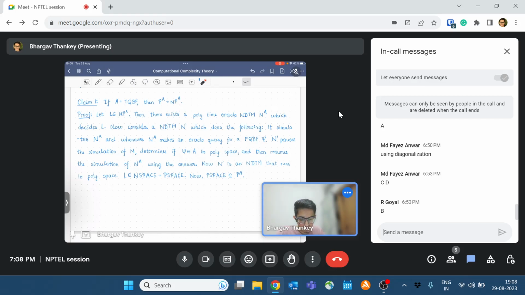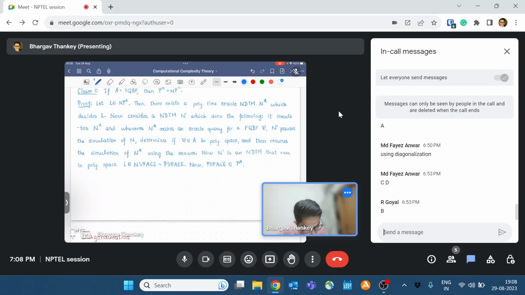Okay. And this implies that NP to the A is contained in P to the A. And P to the A is contained in NP to the A. So P to the A equals NP to the A. So is it clear why this is true?